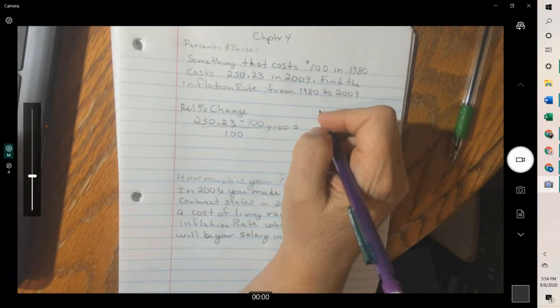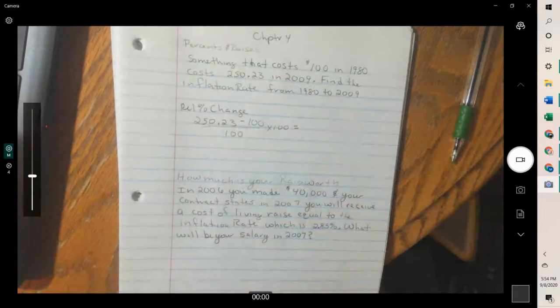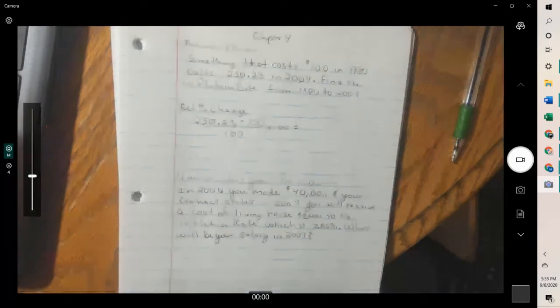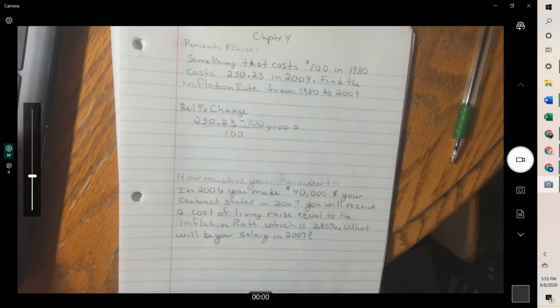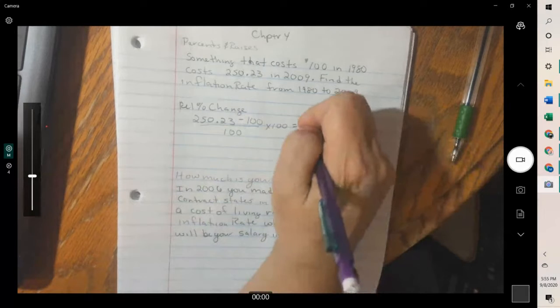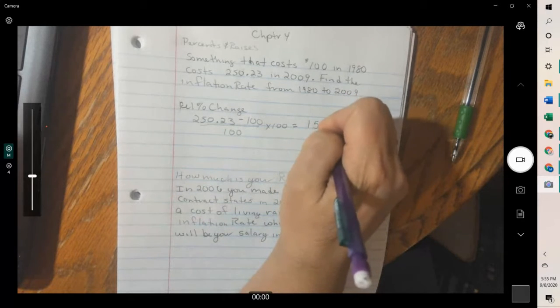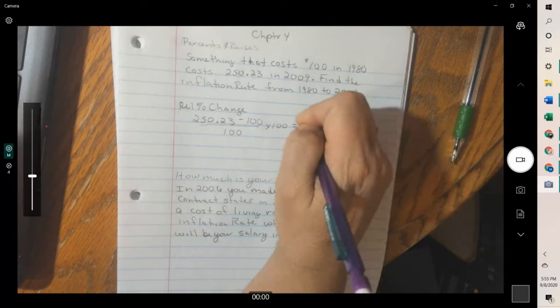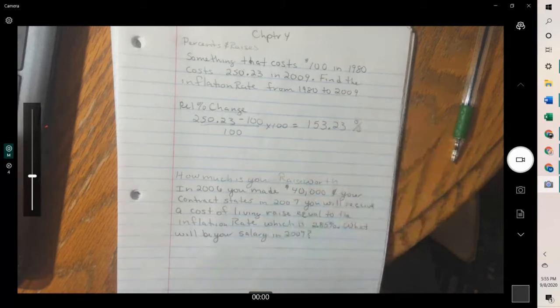And that comes to 150.23, I think. So the inflation rate went up by 153.